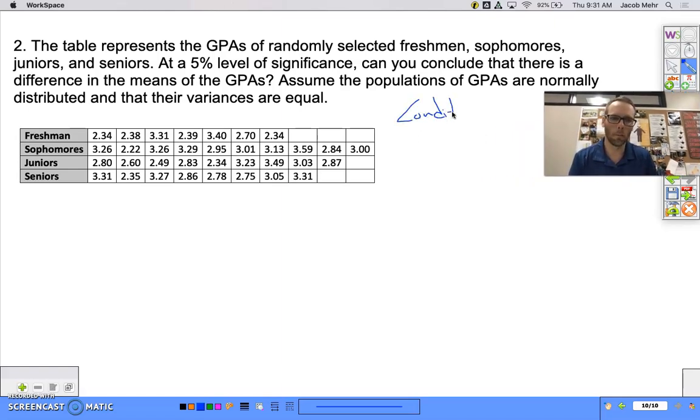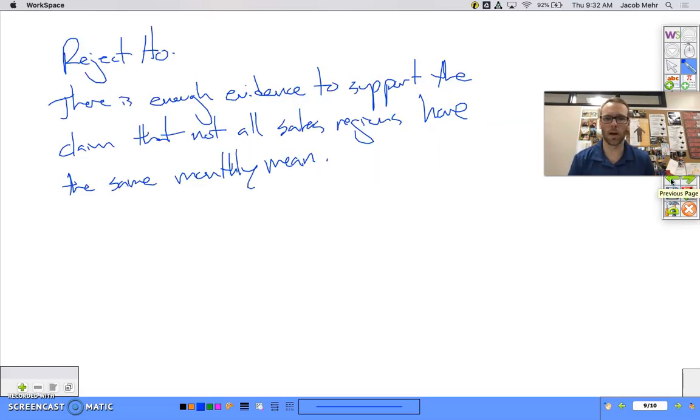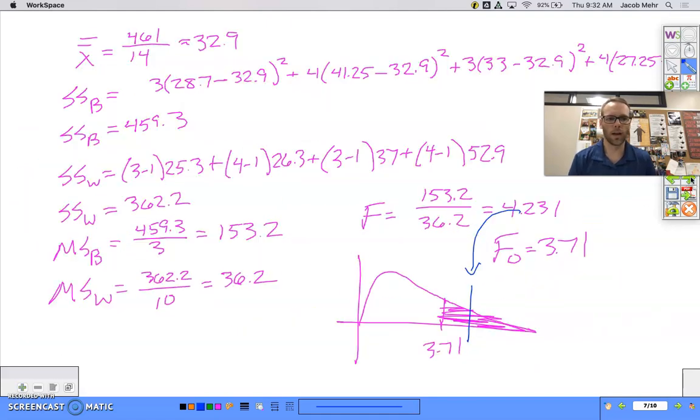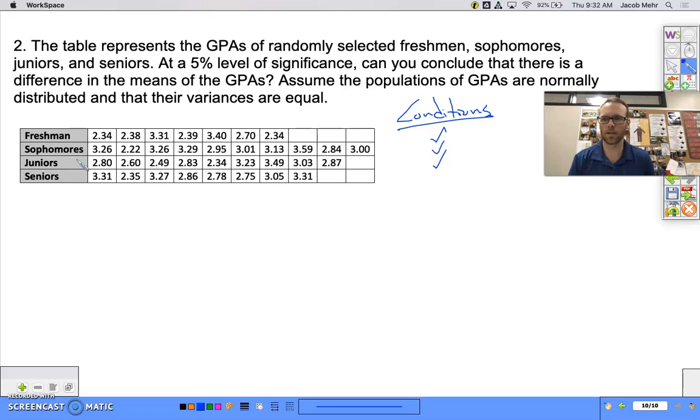I'm going to save a little time and not write them down. I'll just put check, check, check. We got them all. Okay, so now what? Well, if we go back to our last problem, there's a bunch of things that we calculated for each group. I'm going to label these as freshmen 1, sophomores 2, juniors 3, seniors 4. And we're going to put those in our calculator and get the information that we need.